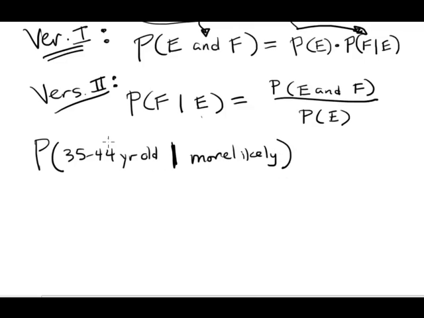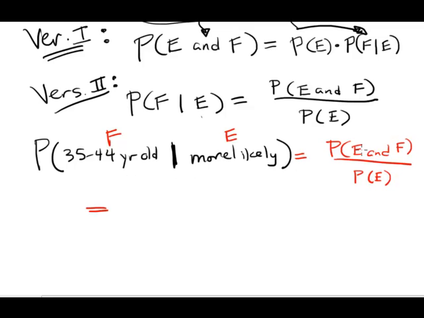Well, this part right here, let me show it to you in a different color. This part is going to be our F, and this part over here is going to be our E. And so using this right-hand side of the formula, let's first find the probability of E and F, and divide that by the probability of E. Here's what I mean.